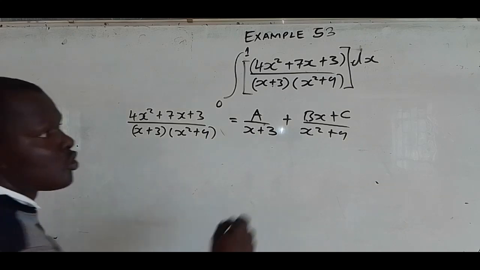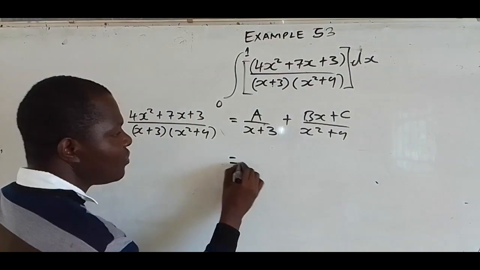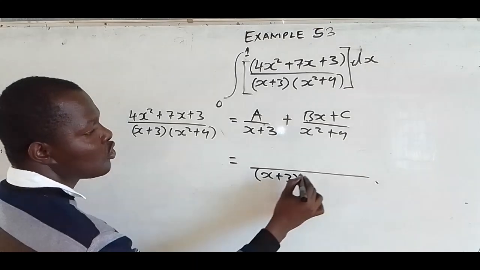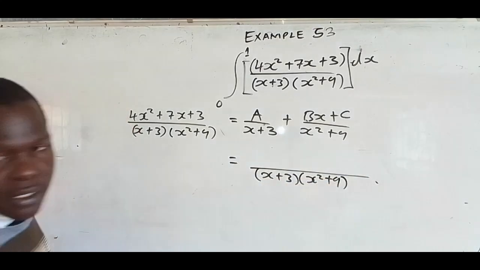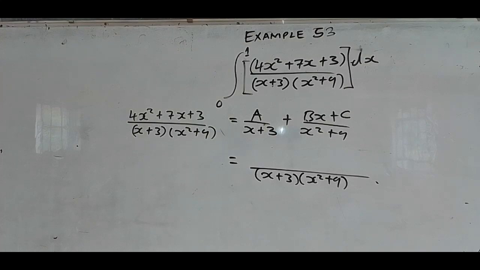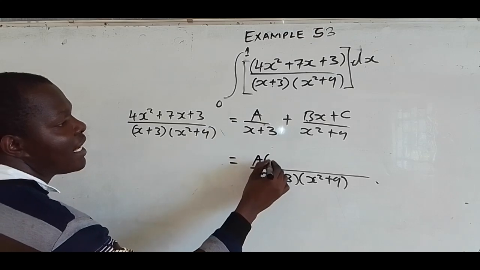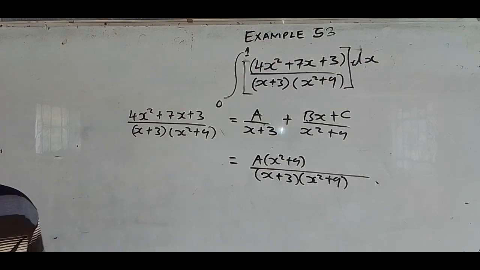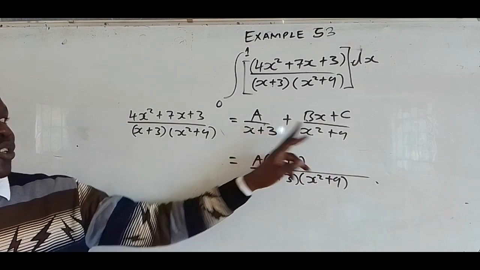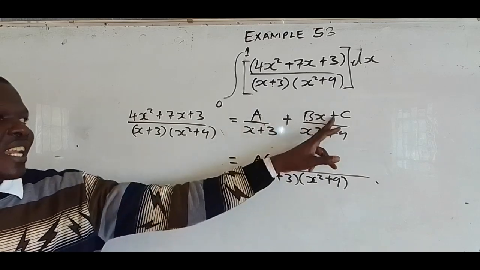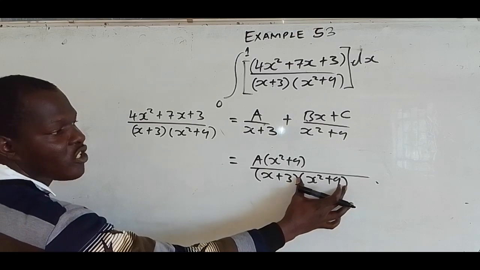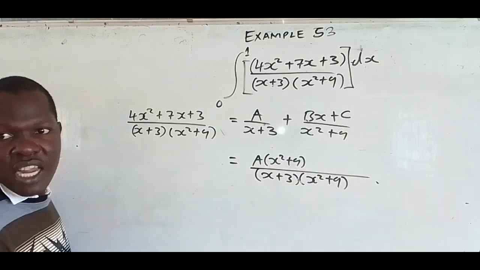So what do we do? LCM. The LCM must be what you have there: (x plus 3)(x squared plus 9). Here we have A in the numerator times x squared plus 9, since x plus 3 goes here x squared plus 9 times. When there are only two factors, we can just cross multiply.